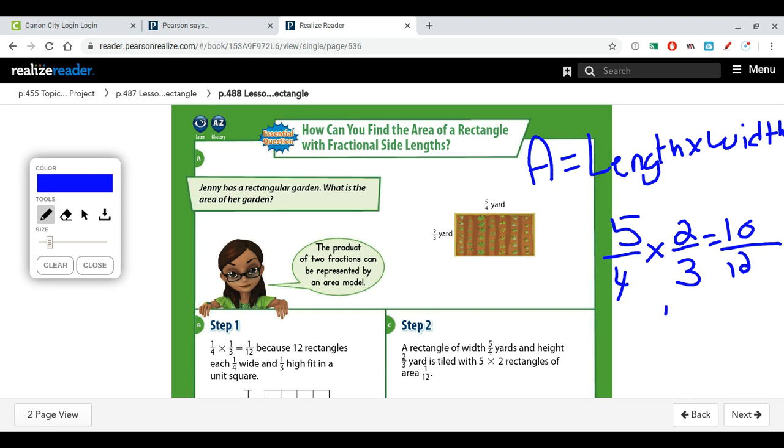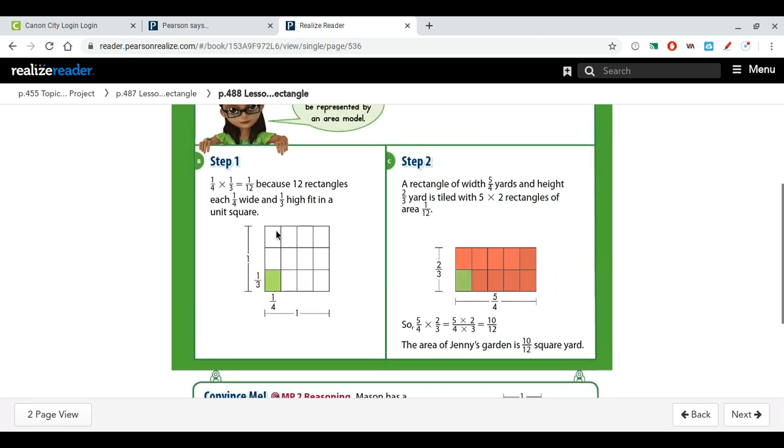So my answer is going to be 10/12 yards squared, but I want to be able to see what this looks like with an area model. So the first step is to figure out how many rectangles I'm going to use. So if you look right here, I'm going to use 12 rectangles total because a 1/4 wide and 1/3 high fit into each unit square. So I'm using 12 of those rectangles.